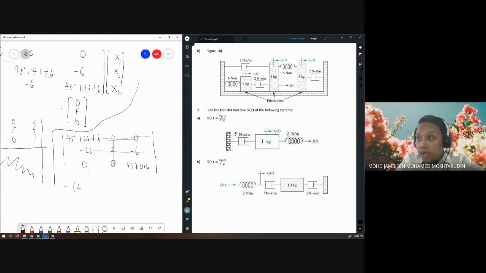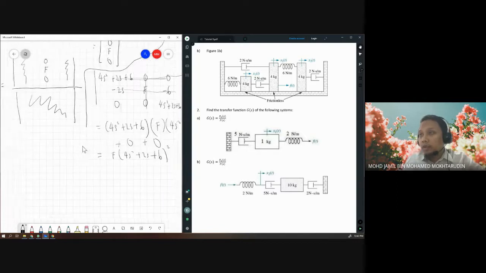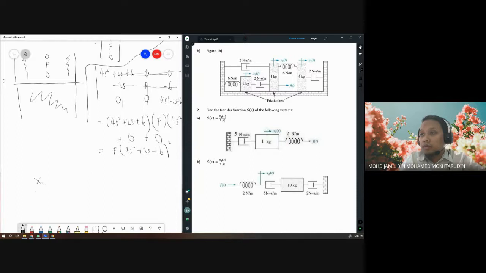So here we have 4s squared plus 2s plus 6 times F times this. Plus 0 because this is 0. Darab silang, darab kosong akan dapat kosong, plus another 0 for the third column. So you can simplify this. You can write F times 4s squared plus 2s plus 6 squared. And then you can bring F over to the other side. So you can get x2 over F equals 4s squared plus 2s plus 6 squared over the determinant of the big matrix here. You can simplify this, but usually kalau 3 by 3 dia tak nak simplify pun.